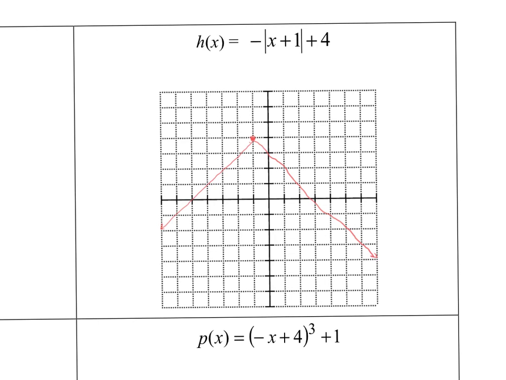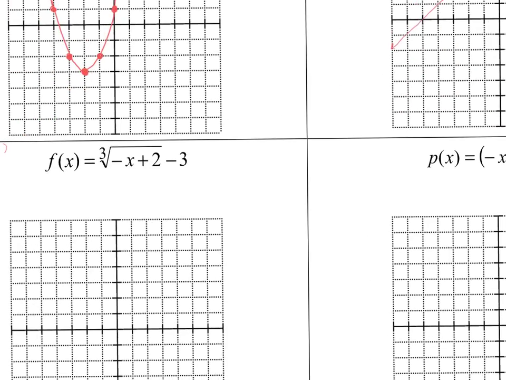Okay, so it's an absolute value function, which you gotta remember. So it's like the V. It got moved to the left 1, up 4, and then got reflected vertically. So now it's going down instead of up. Okay? Told you. All right.